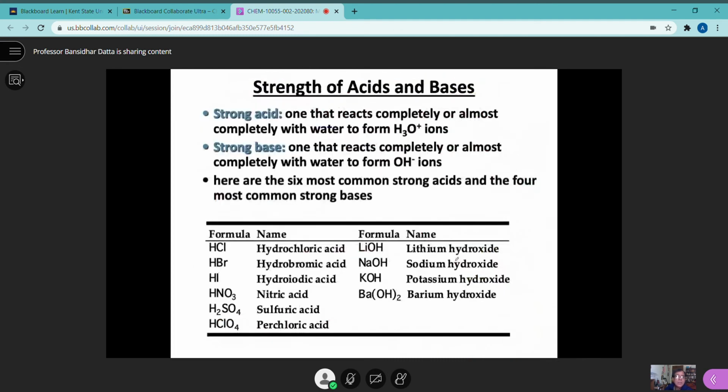Everybody, all right. So now the strength of acids and bases. A strong acid is one that reacts completely or almost completely with water to form the hydronium ion. A strong base is one that reacts completely or almost completely with water to form the hydroxide ion. We talked about this one before. Here is the list of strong acids and strong bases, a partial list. There are many others, but you must remember this. You have to read this slide again and again to understand it.